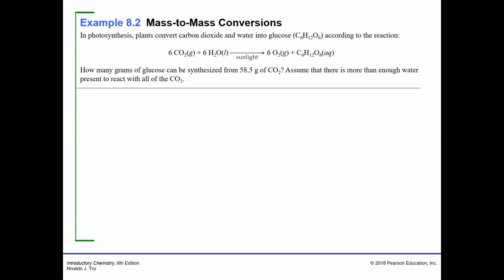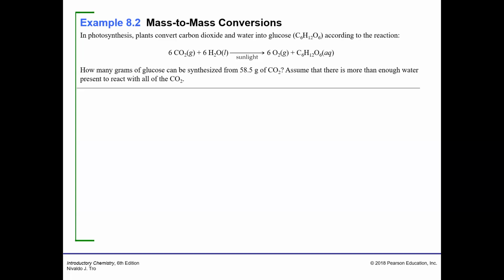This one is mass to mass conversion. In photosynthesis, plants convert carbon dioxide and water into glucose, C6H12O6, according to the reaction. This is the reaction, right? Carbon dioxide gas plus water liquid gives you oxygen gas and then the glucose, which is aqueous.